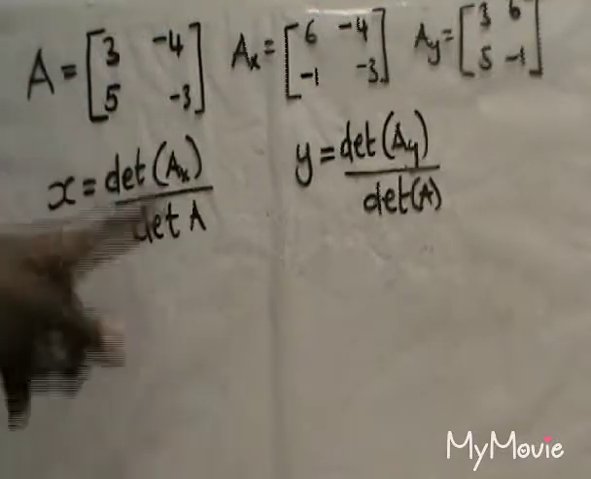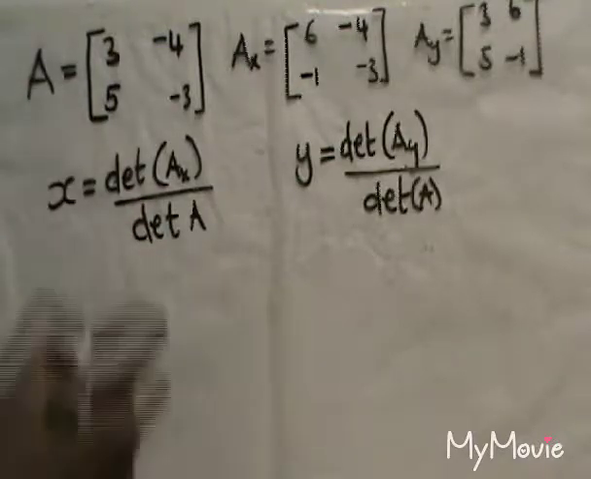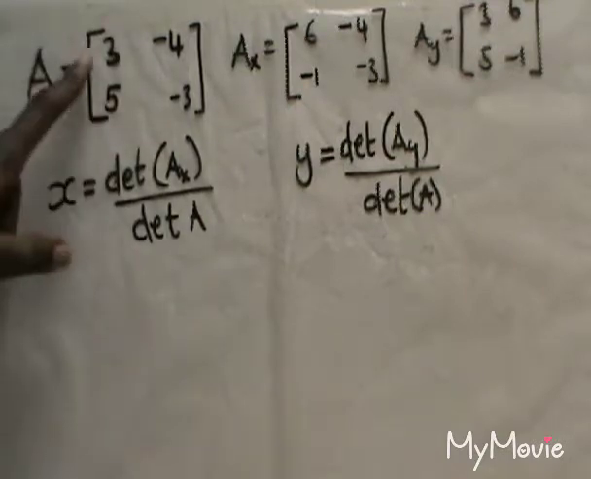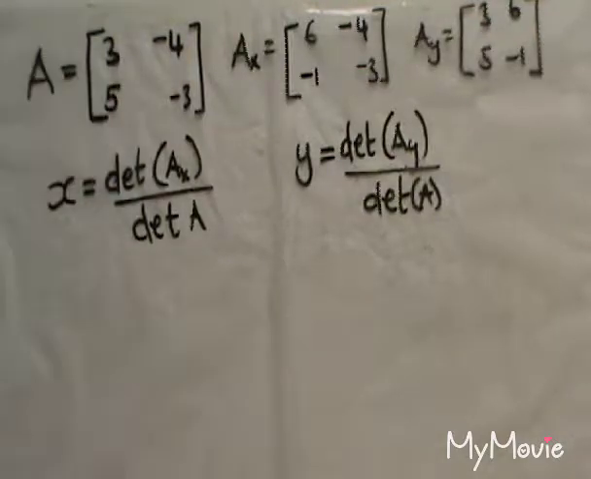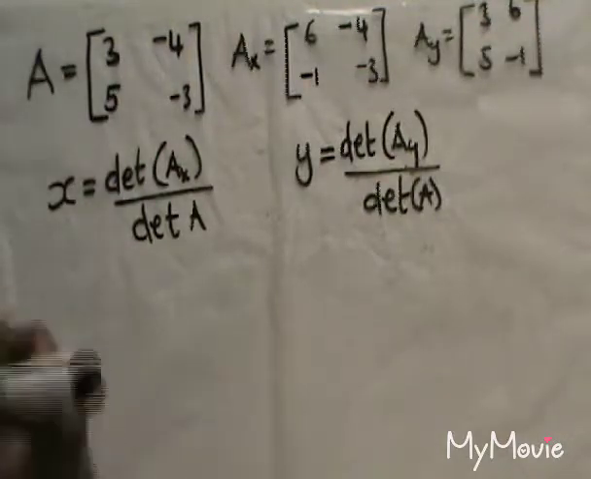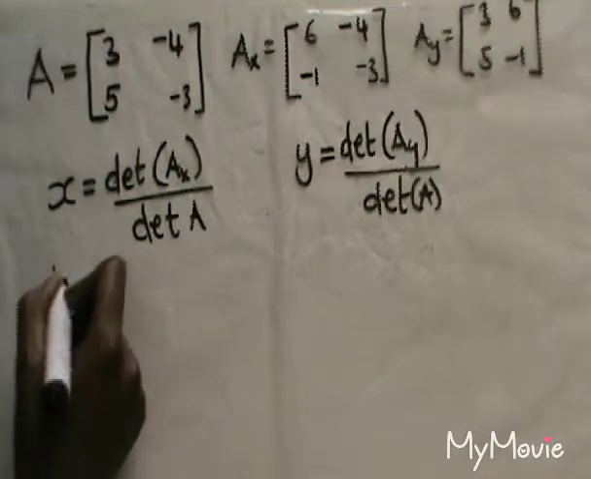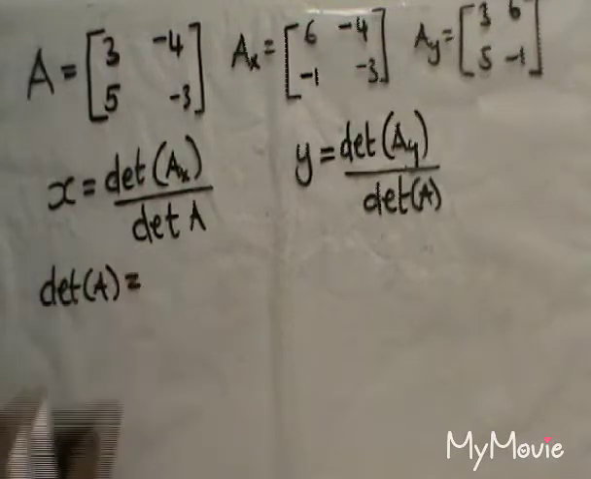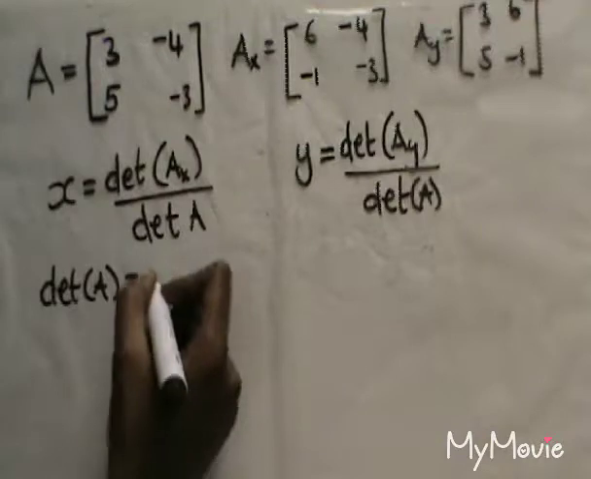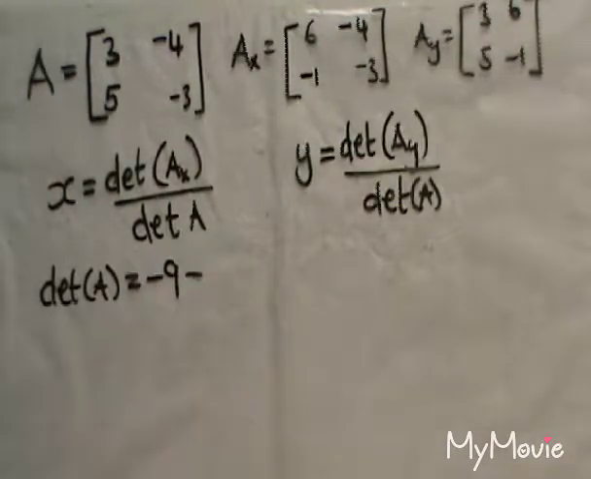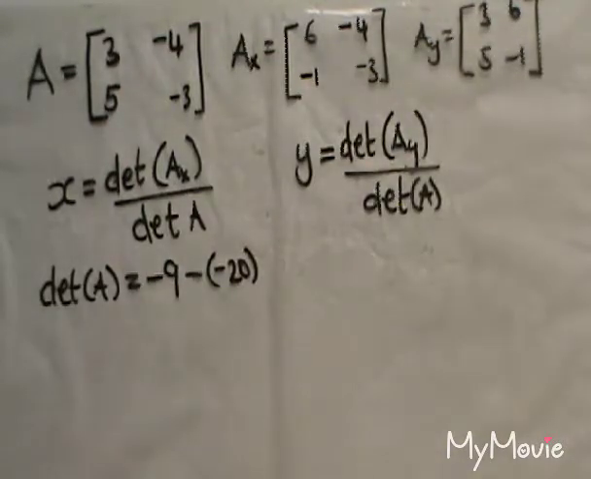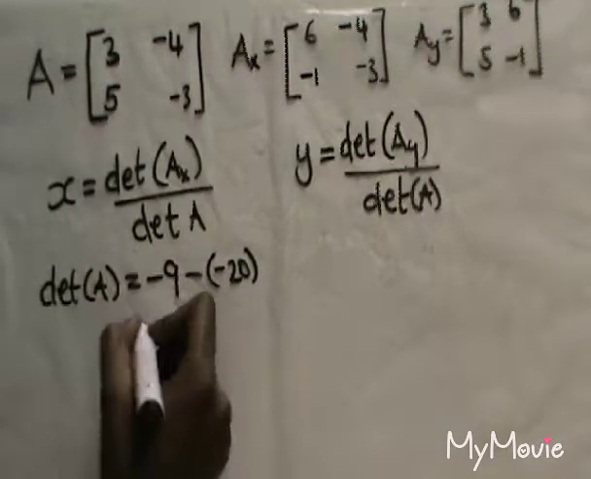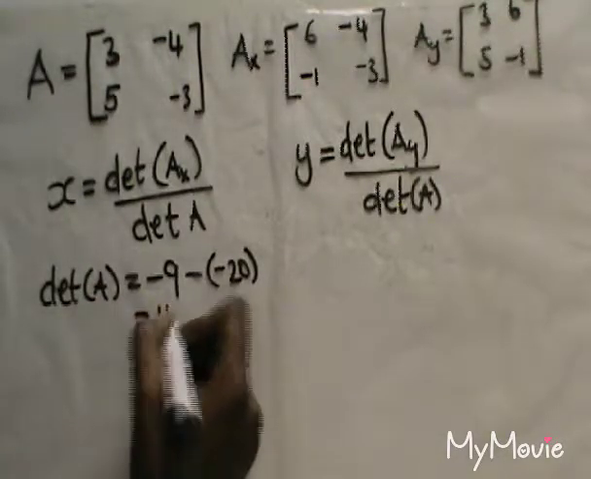We know that with a 2 by 2 matrix, the determinant is very simple. You find the product on the leading diagonal, and then from that you subtract the product of the minor diagonal. So let's work that out. So determinant of A, can work this out. So it's 3 times minus 3, which is minus 9, and from that we subtract 5 times minus 4, which is minus 20. When we work this out, our answer should be equal to 11.